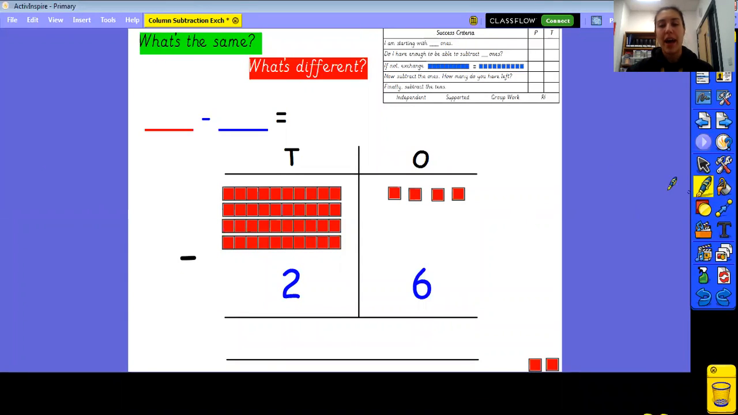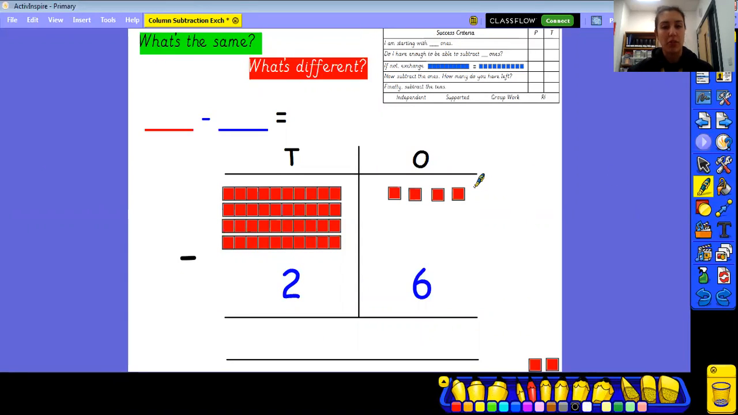So let's have a look at how this calculation would be solved. So let's work it out. I've got 4 tens, and I've got 4 ones as well here. And I'm subtracting 26.